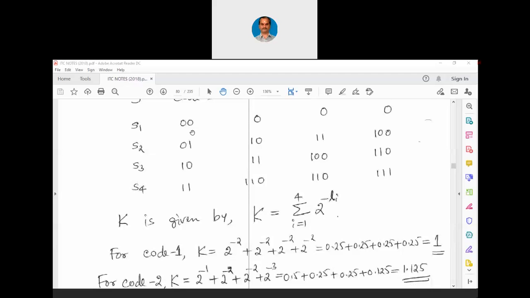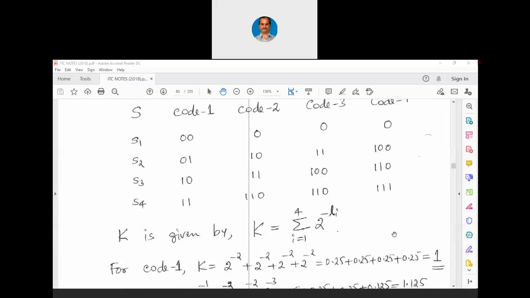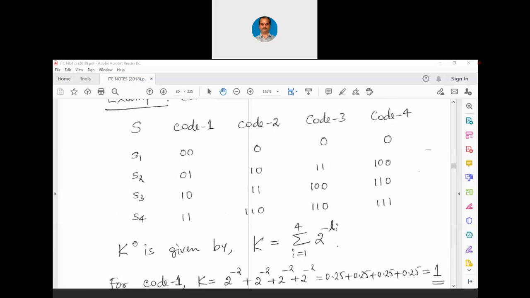Let us see the first code: 00, 01, 10, 11. In this, there is no prefix of any other code, meaning S1 is not appearing as a prefix for S2, S3, S4. Similarly, S2, S3, S4 also are not appearing as prefixes for any other codes. And it is satisfying the Kraft-McMillan inequality as well. Which simply means that code 1 is instantaneous. So let me annotate this.